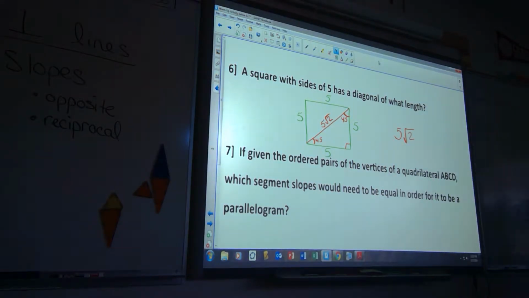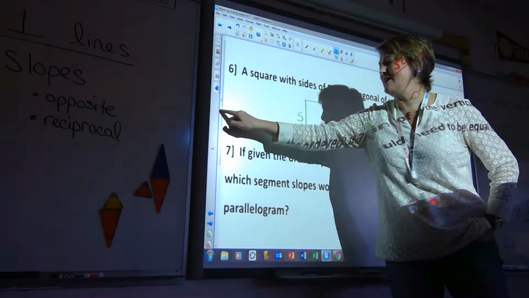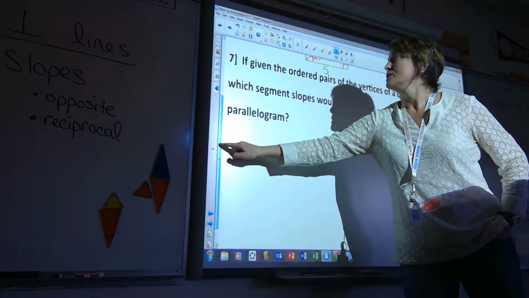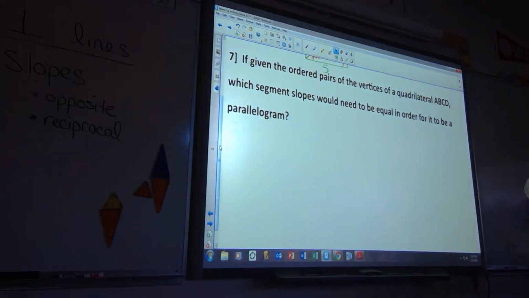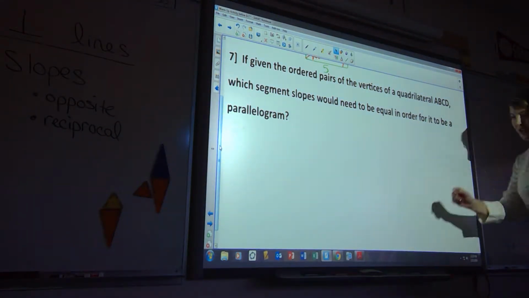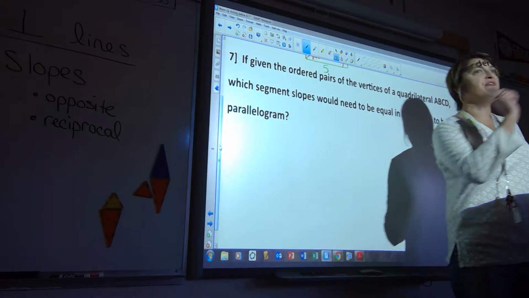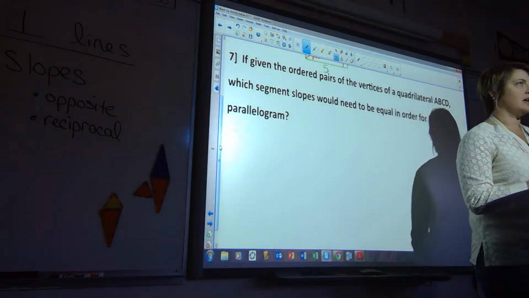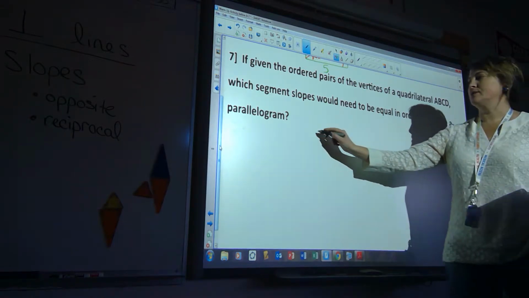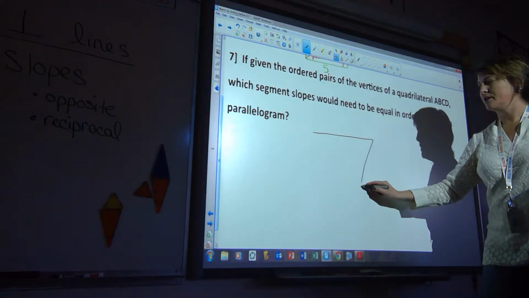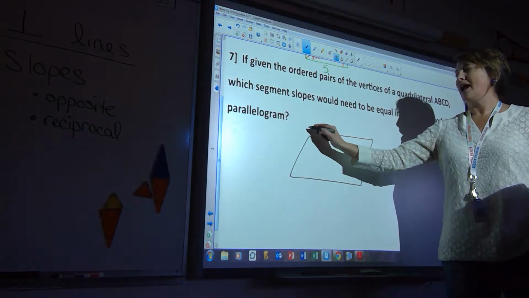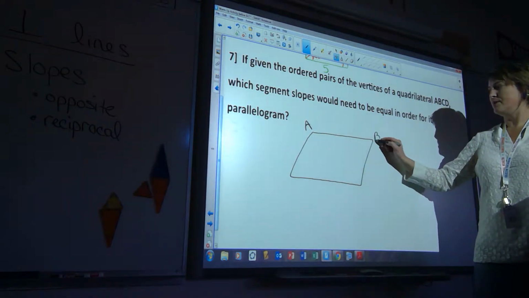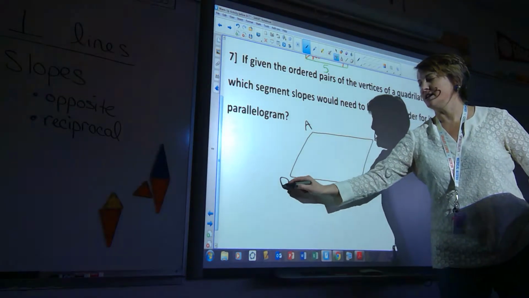If given the ordered pairs of the vertices of a quadrilateral, A, B, C, and D, which segment slopes would need to be equal in order for it to be a parallelogram? This is what your homework is like. This is what 8-7 is like. What I would suggest is if you don't have a picture, draw yourself a generic picture and label it A, B, C, D.